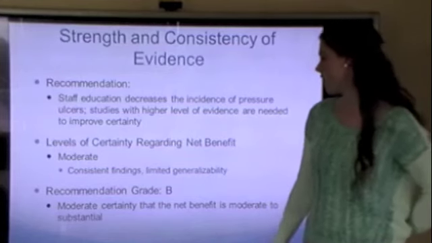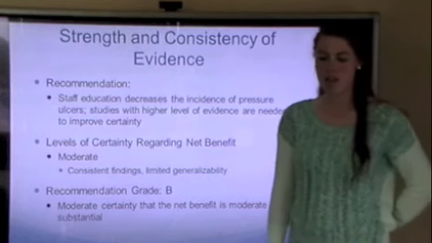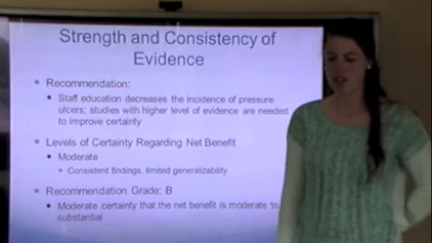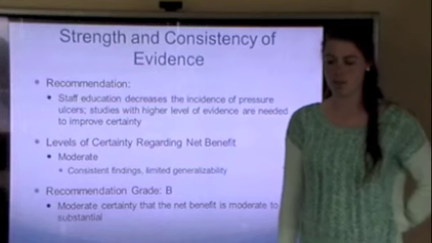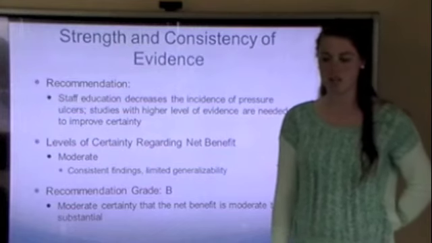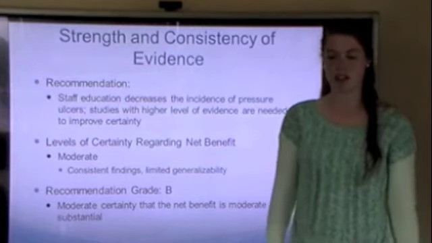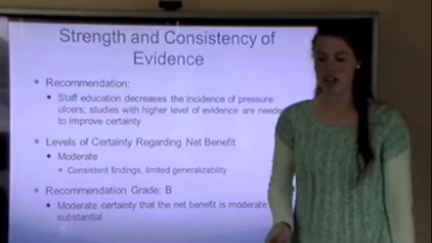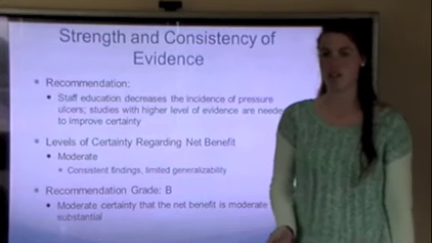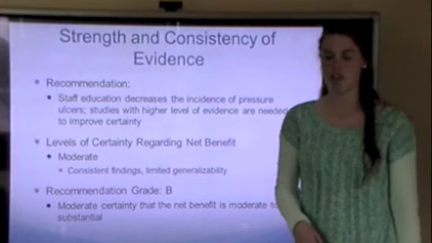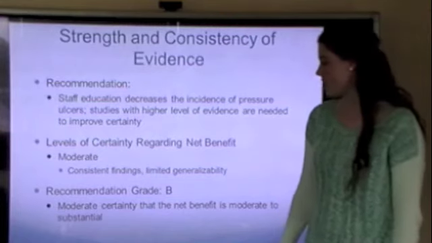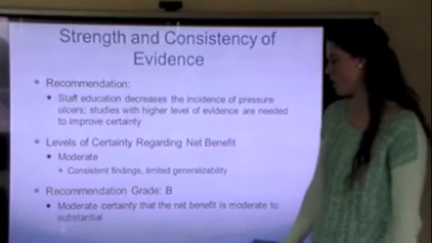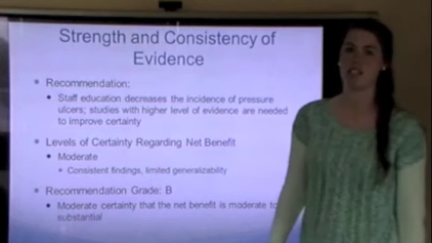Our level of certainty regarding the net benefit is moderate because the findings were consistent. However, there is limited generalizability because some studies had a small sample size and not a lot of research articles were found, as well as there wasn't as high evidence as we could have had because the only studies found were level 3 and 4. Our recommendation grade is a B because there's moderate certainty that the net benefit is moderate to substantial.